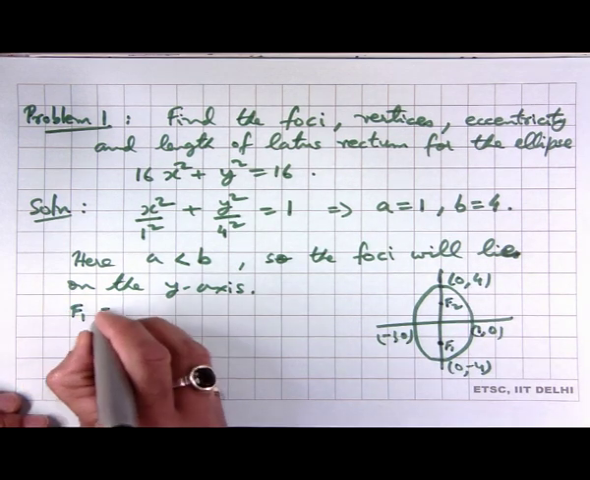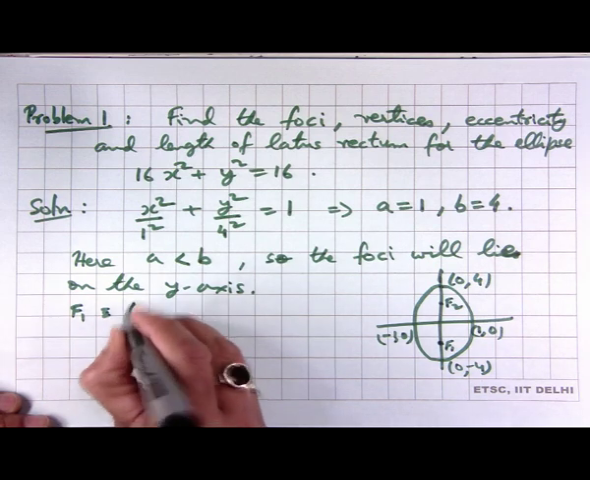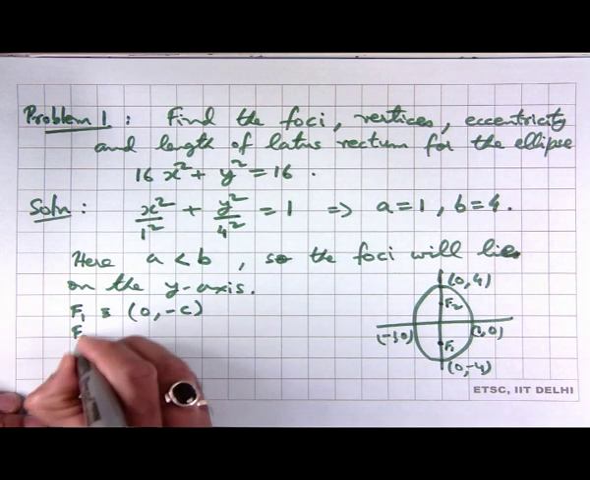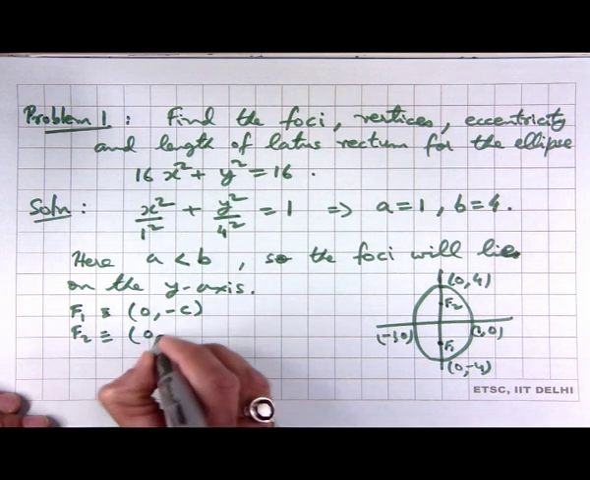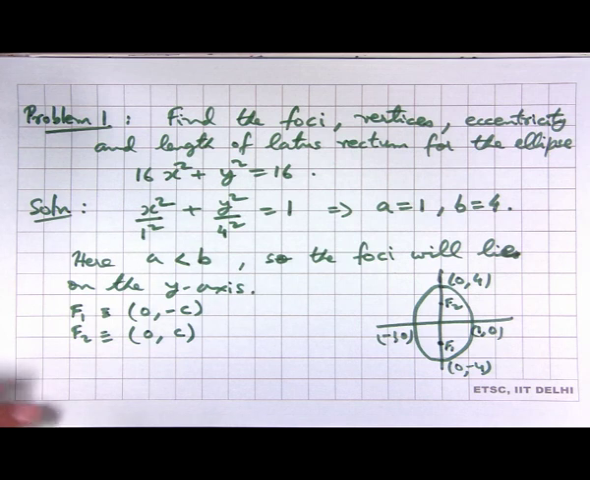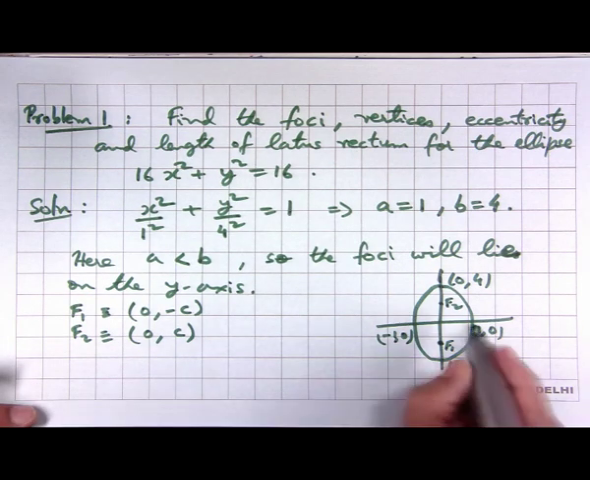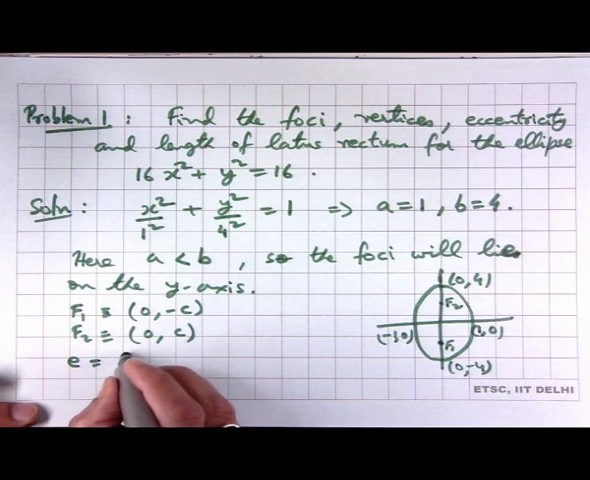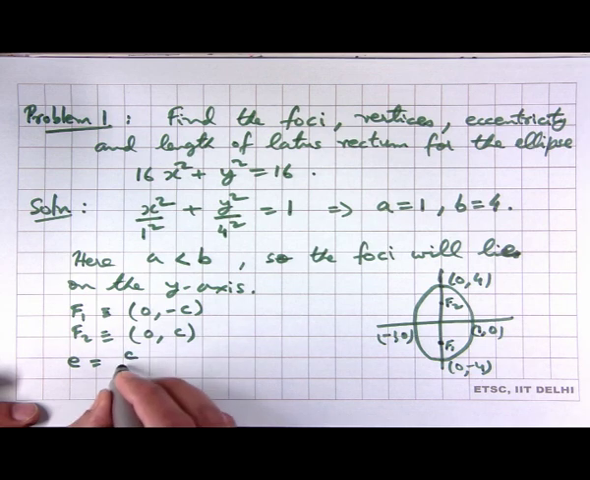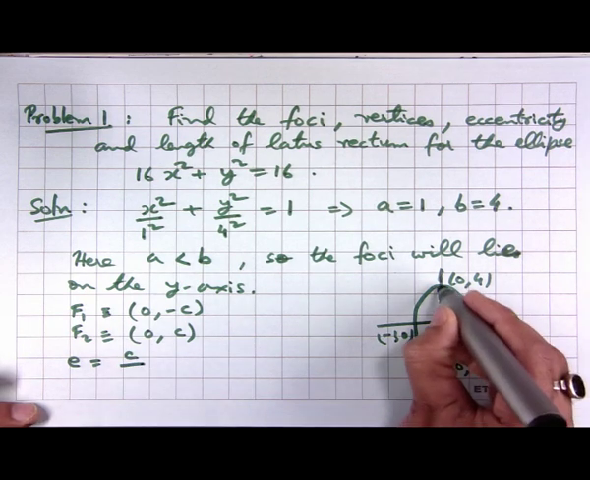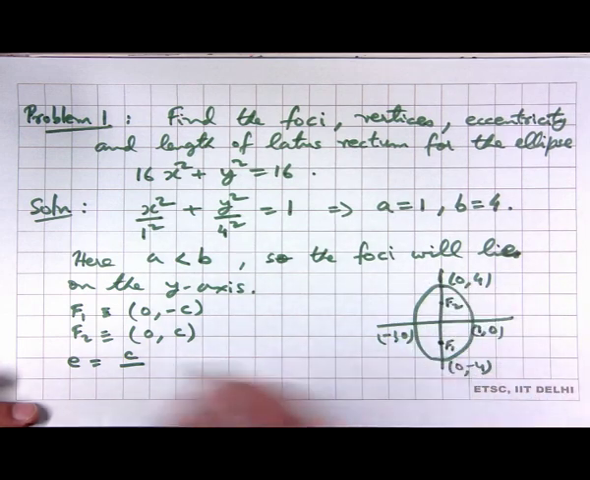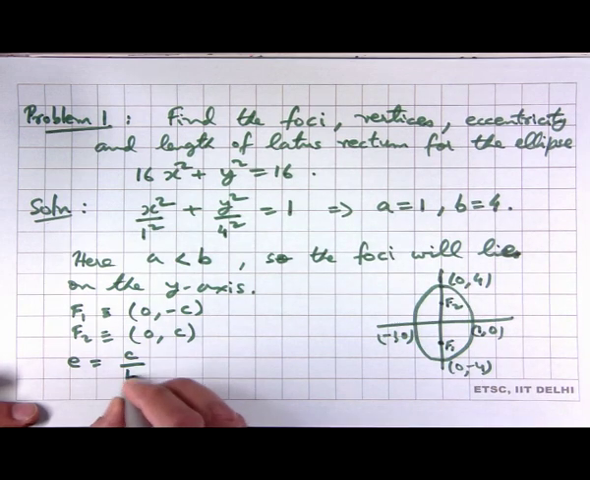F1 is (0, -c), F2 is (0, c), and eccentricity in this case e will be the ratio of c over, here the major axis is the y axis, so c over b, right.